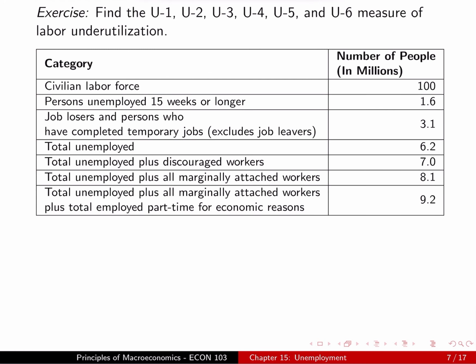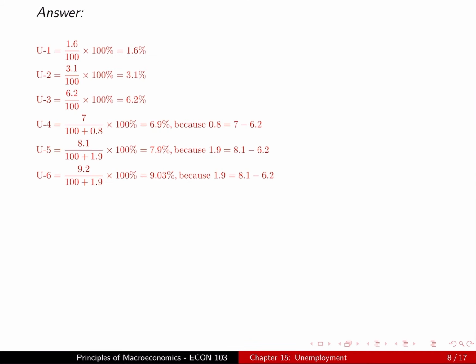Now let's take on this exercise. Using the data provided in the table, calculate the following unemployment measures: U1, U2, U3, U4, U5, and U6. To find U1, we take the number of persons unemployed 15 weeks or longer divided by the number of civilian labor force. That is 1.6 divided by 100 and times 100%, which equals 1.6%.